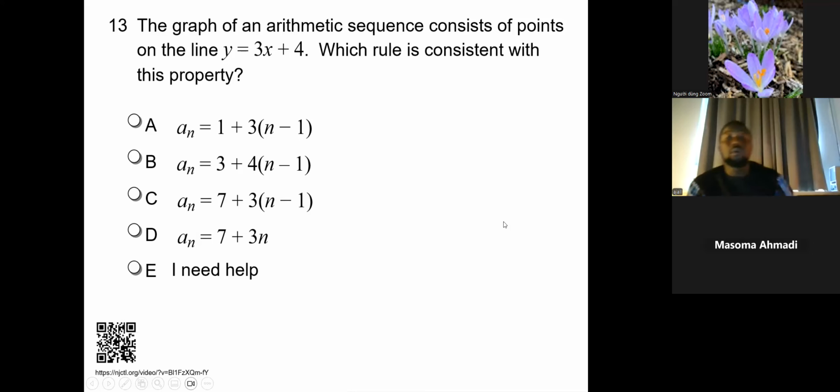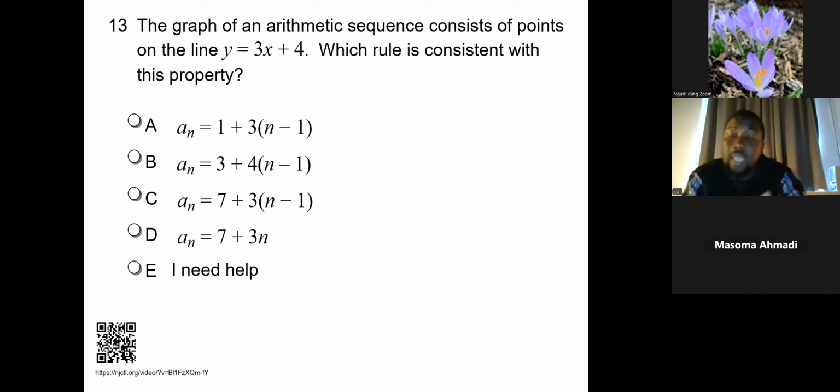So, this is more like showing you a relationship. The first term, a sub 1, is 1. Now, if you look at the relationship, y equals mx plus 3. So it's written in the slope-intercept form. That is what is written there.